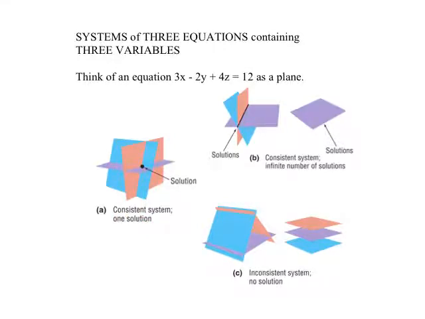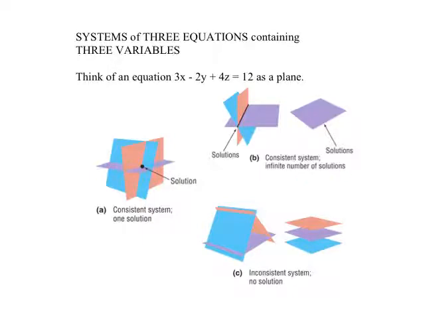Well, we can also have the situation where we have an infinite number of solutions. This can be where you have a consistent dependent system, where they're all the same plane, or you can have a consistent system where they intersect in a line as opposed to in a single point. That is still consistent, but it's an infinite number of solutions.